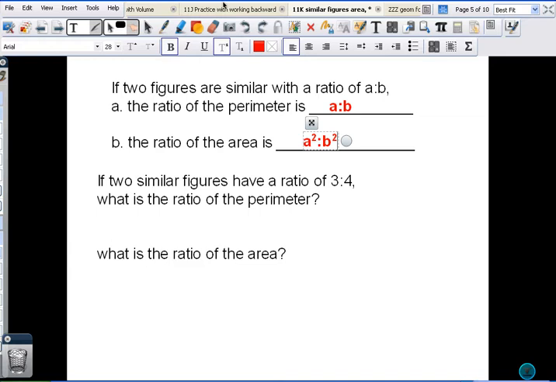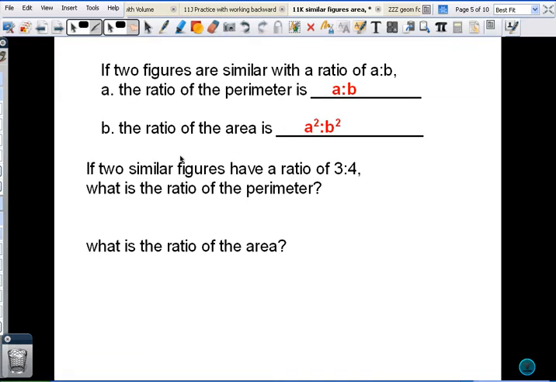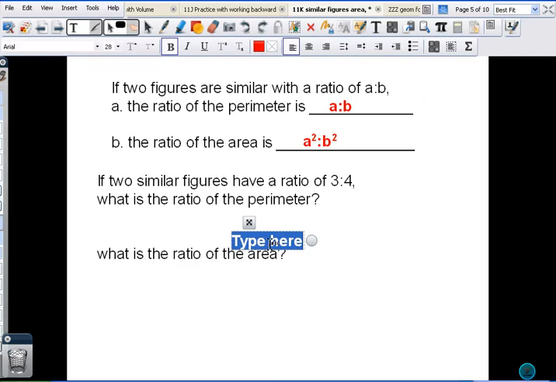All right, now let's put this into practice. If two figures have a ratio of 3 to 4, what's the ratio of the perimeter? Well, we just said that the ratio of the perimeter is the same as their similarity ratio. So that's got to be 3 to 4.